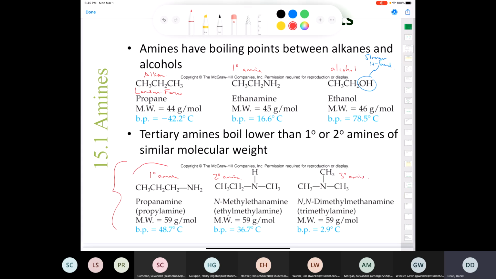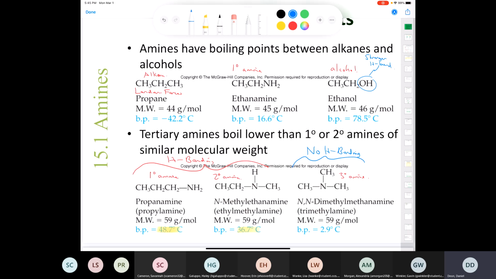Again, these two here can participate in hydrogen bonding. So that's why they have significantly higher boiling points of around 49 and 37 degrees Celsius, compared to this guy down here, which boils at only 3 degrees Celsius. That's the temperature outside on a pretty cold day. It's already going to be converted to a gas. Why? Again, because there is no hydrogen bonding in a tertiary amine. All right, there we go.